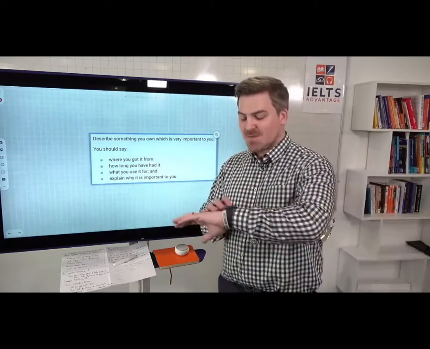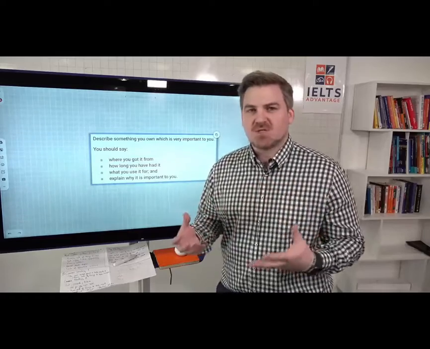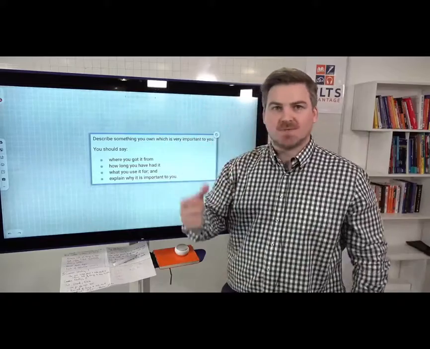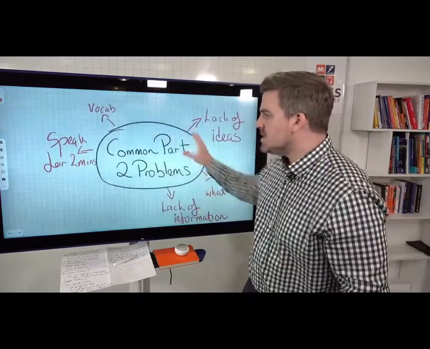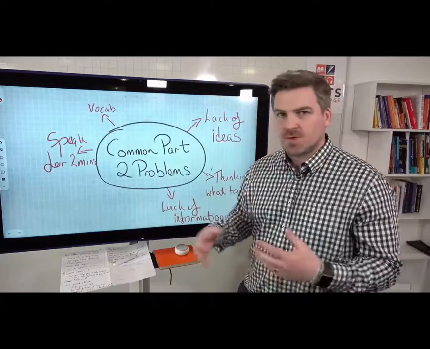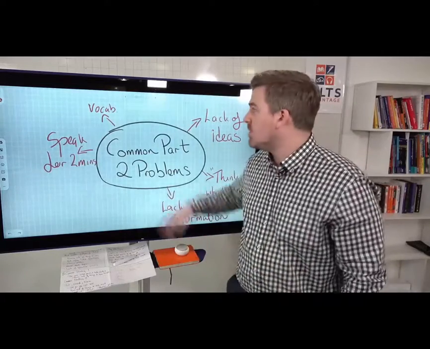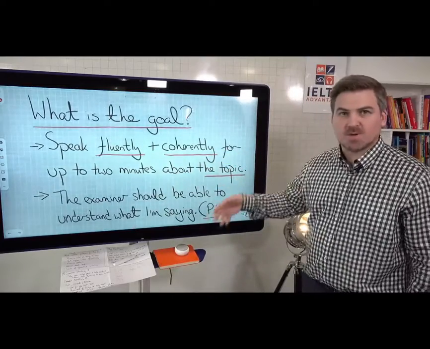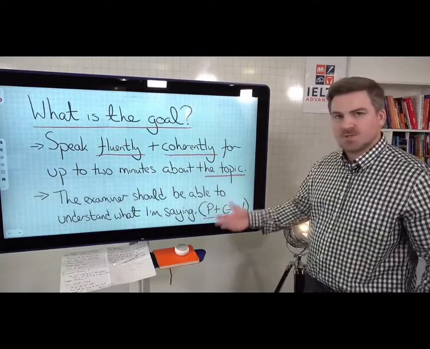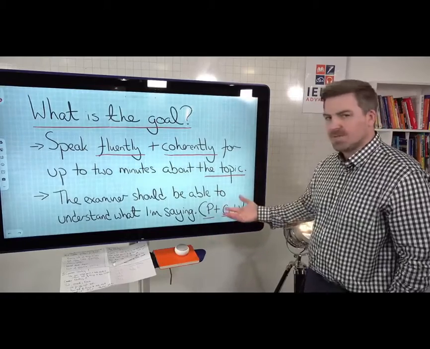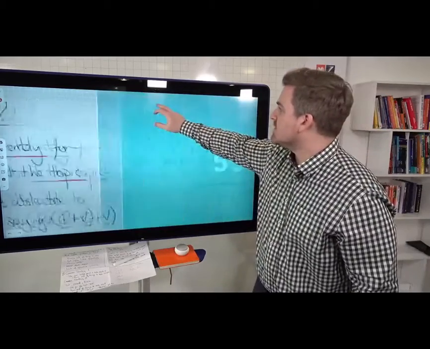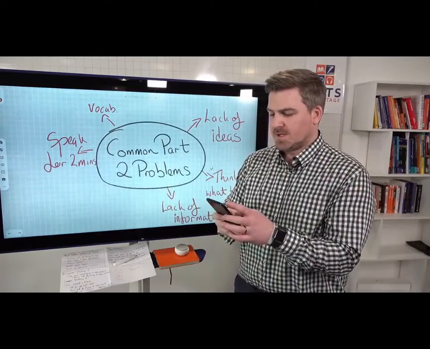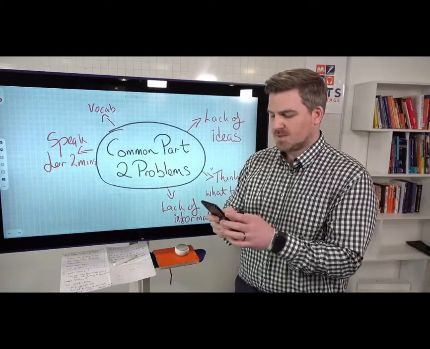Okay, so that was demoing a student that has these big problems. So what are some of those problems? After listening to me do that, some of these might be correct, but were there any other things that I was doing that might be a problem? Remember, the goal is to speak fluently and coherently about the topic for up to 2 minutes, and the examiner should be able to understand what I'm saying, and my grammar and vocabulary and pronunciation should be up to standard. So let's have a look again to see if anybody has any further ideas.